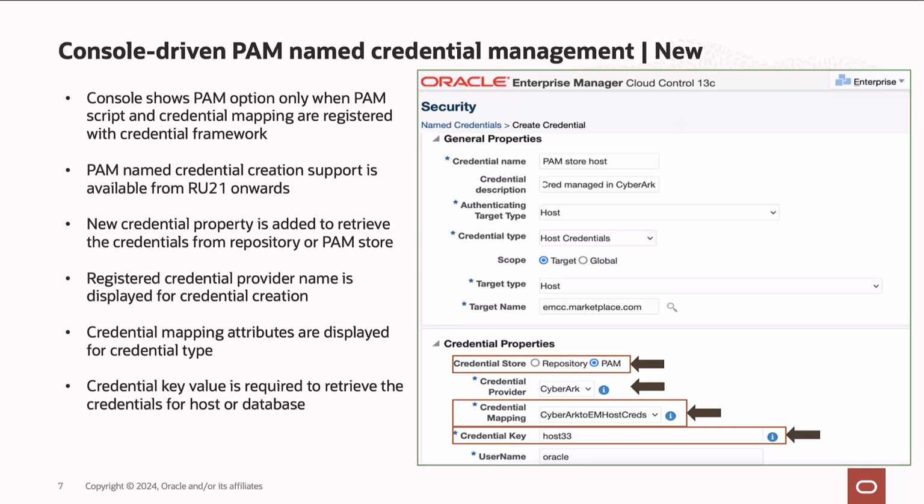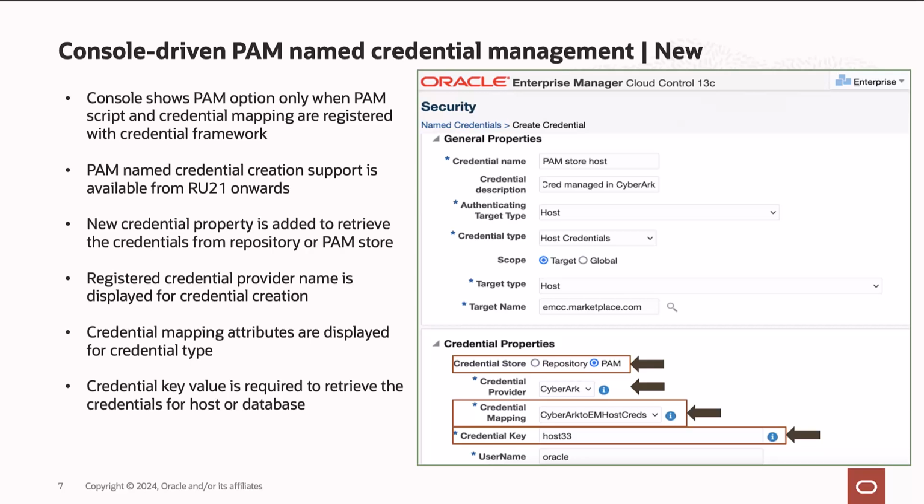Previously, until RU21, the registration of scripts, credential mapping, and creation of PAM-based named credentials were only possible through command line interface. Now, it has been enhanced to allow the creation of PAM-based named credentials directly through the EM console. For PAM integration setup, follow one-time process of using EMCLI to register the script and create a PAM provider and a credential mapping. Once this is complete, you can create PAM-based named credentials through the EM console.